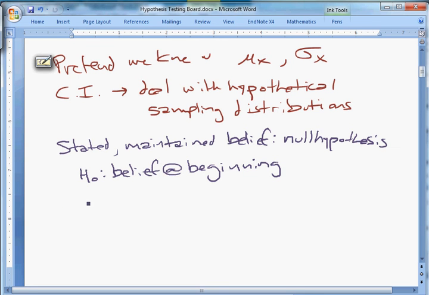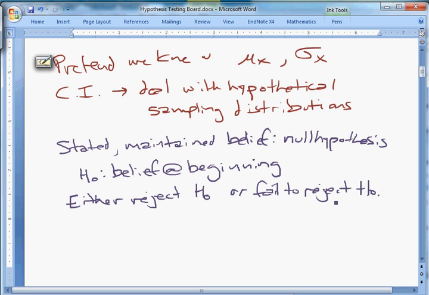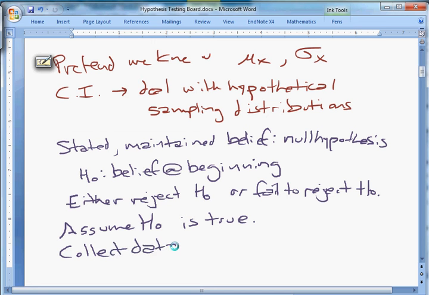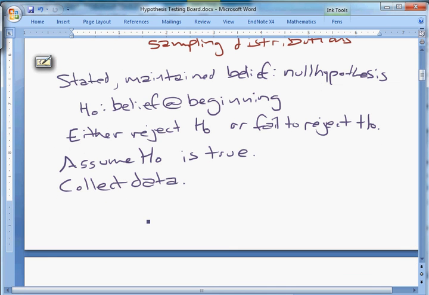What we're going to do is test this belief. We're either going to reject it or fail to reject it. But we're assuming it's true. We're going to assume it's true, and we're going to see if it is. So we'll assume that H0 is true. Then we're going to collect some data, and this is what hypothesis testing essentially always is.